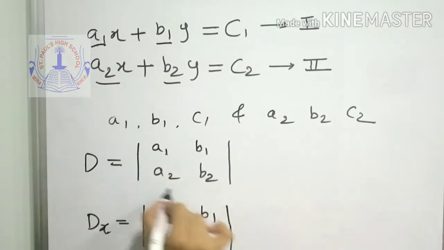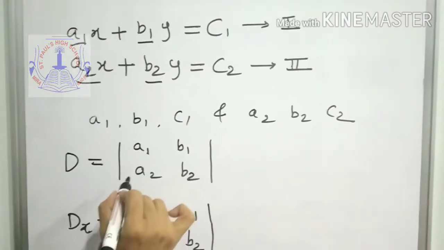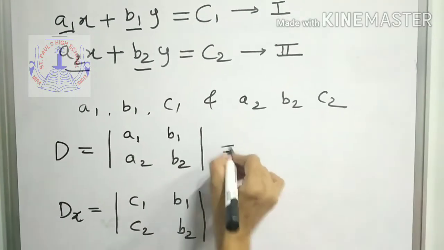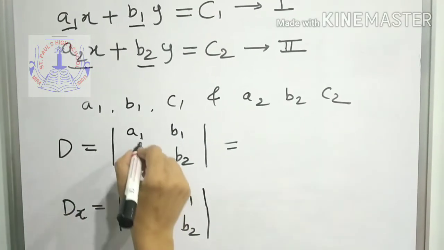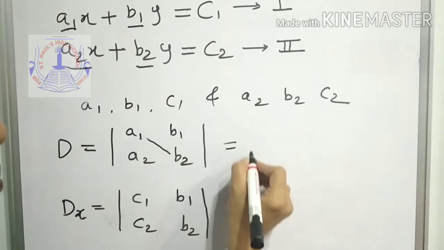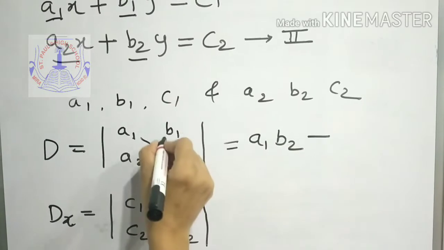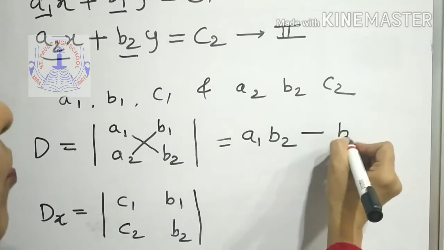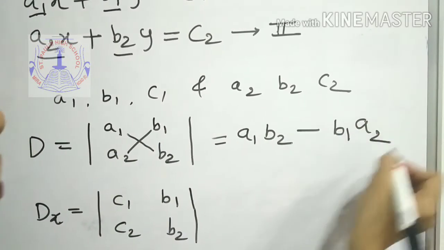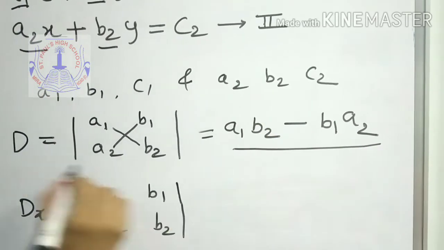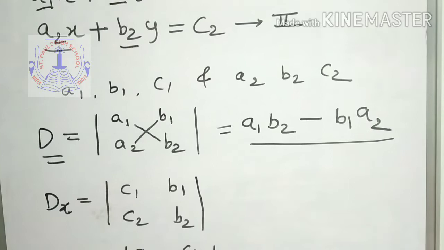Now after writing these coefficients in the form of a determinant, as you know how to find the value of the determinant, you will do multiplication of a1 and b2 minus b1 and a2. Whatever answer you get from this subtraction is the value of d.